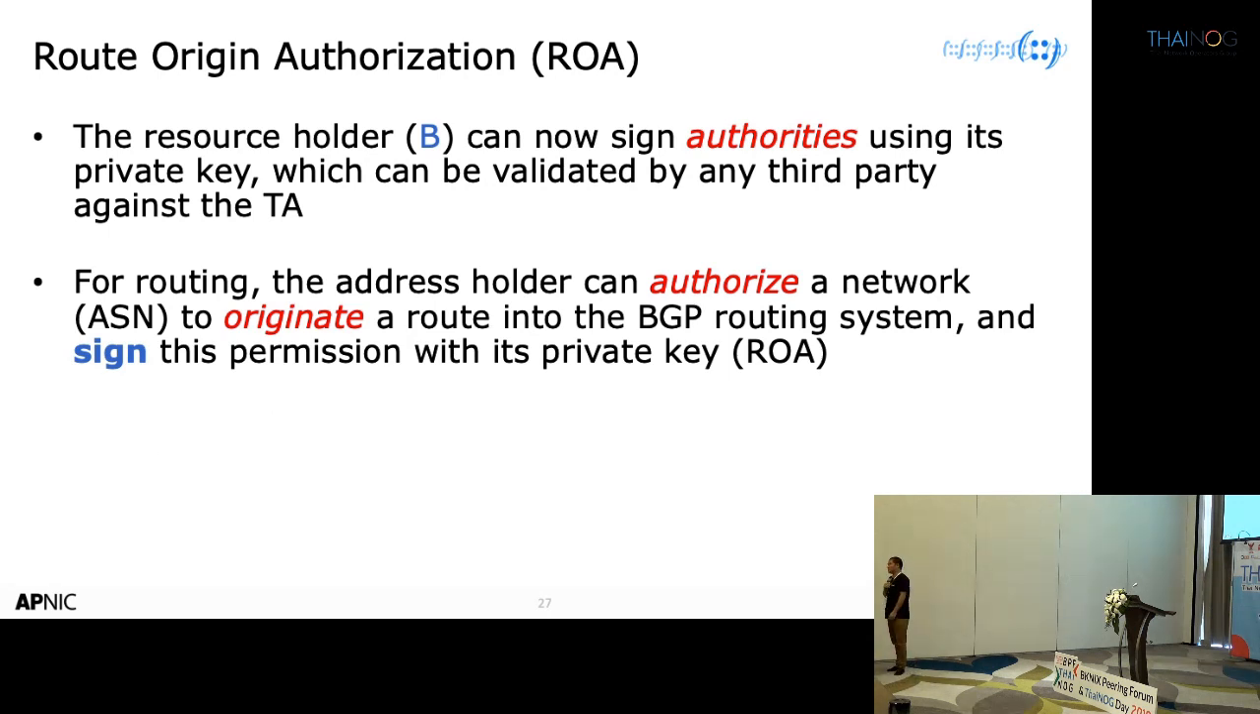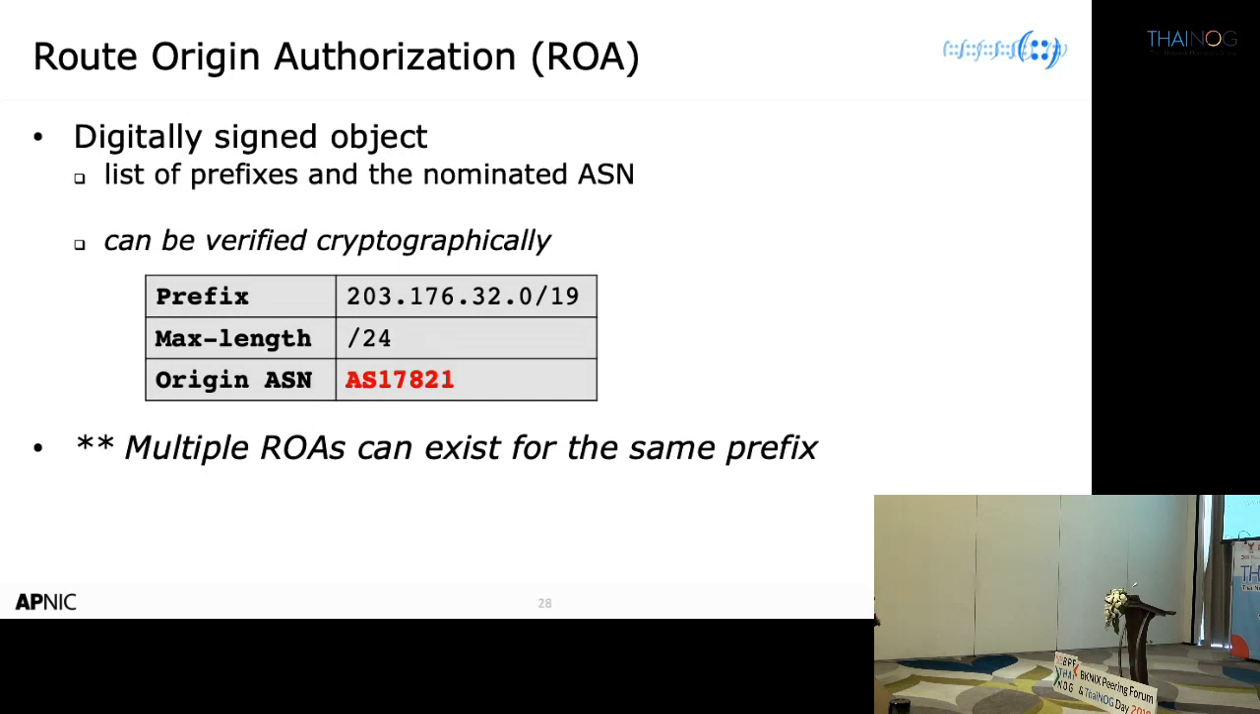And for routing purposes, I'm saying my prefix 61.45.248.0/21, I allow AS 17821 to originate to the global routing system. And that's what we call route origin authorization. Me, as the owner of that resource, I am authorizing a particular network to announce it on my behalf. That's why it's called authorization, right?